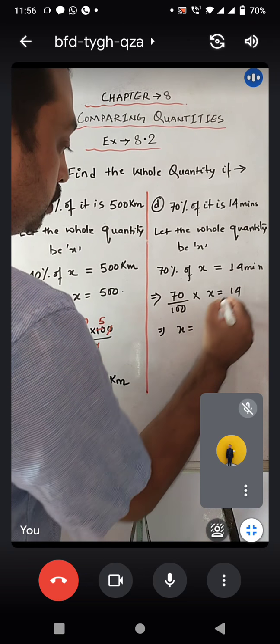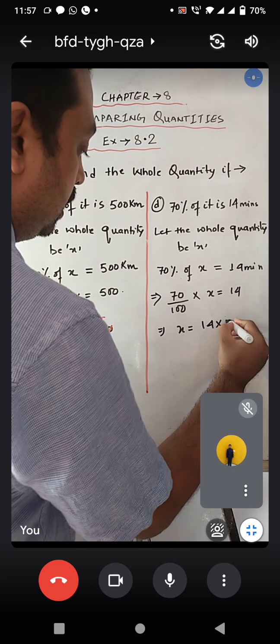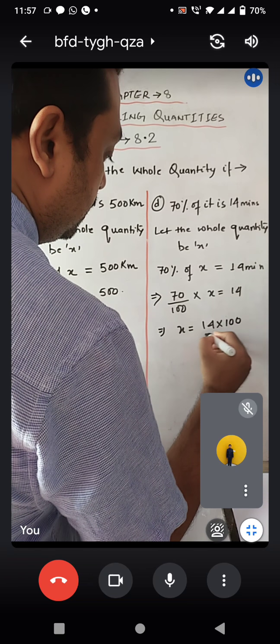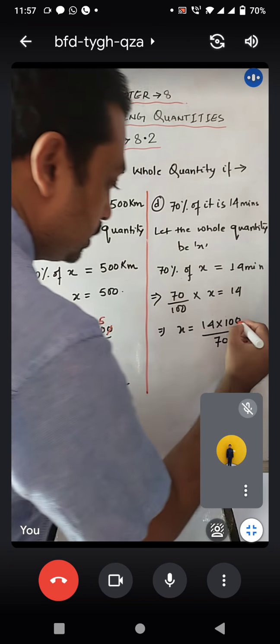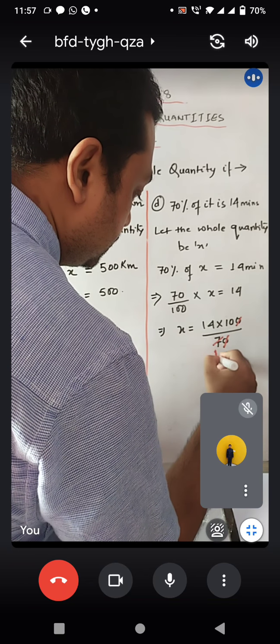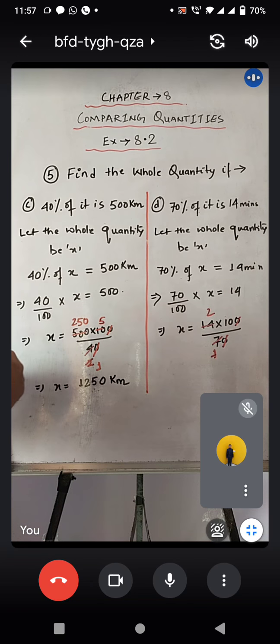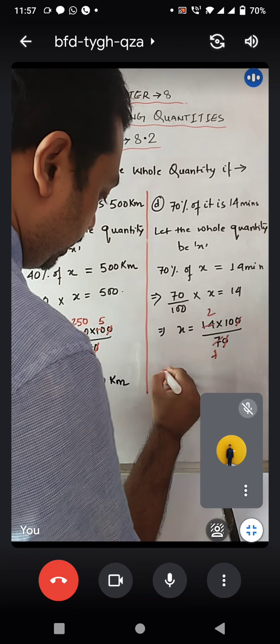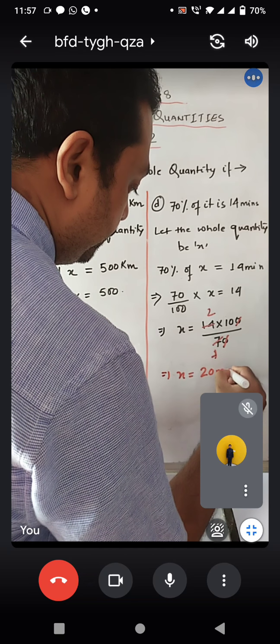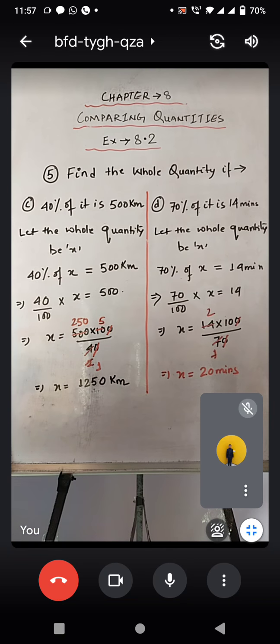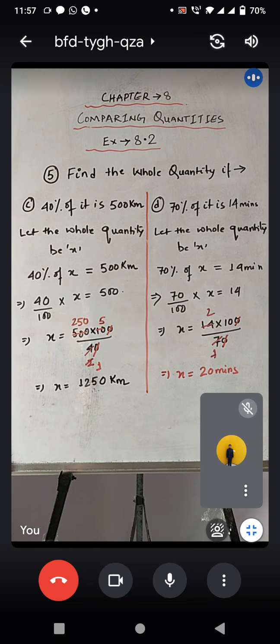So X would be equal to 14 into 100 by 70. Now reduce these two zeros, 7 1s are 7, 7 2s are 14. So your required answer would be X is equal to 20 minutes. Okay, so this is the required solution of sum number C and D, and sum number E you all will do on your own.